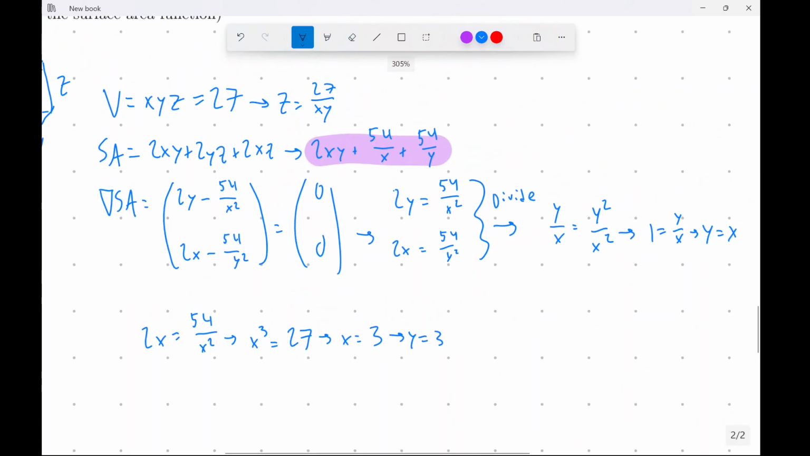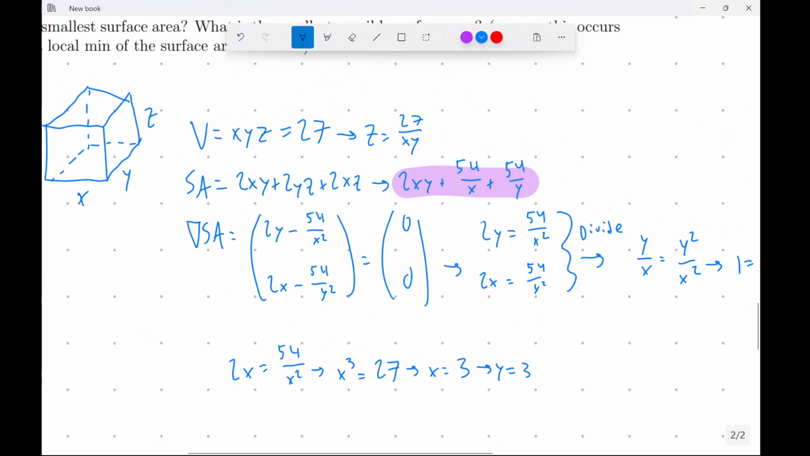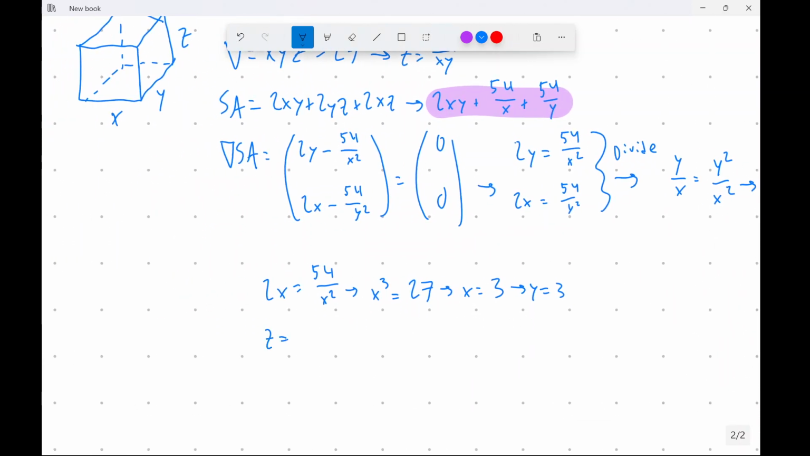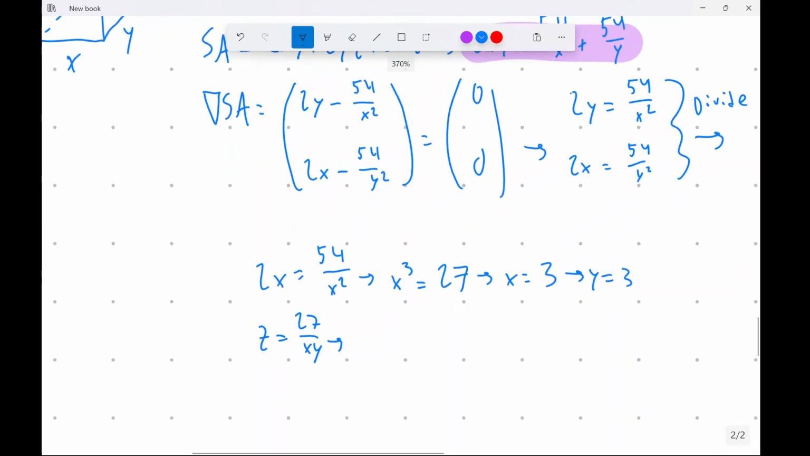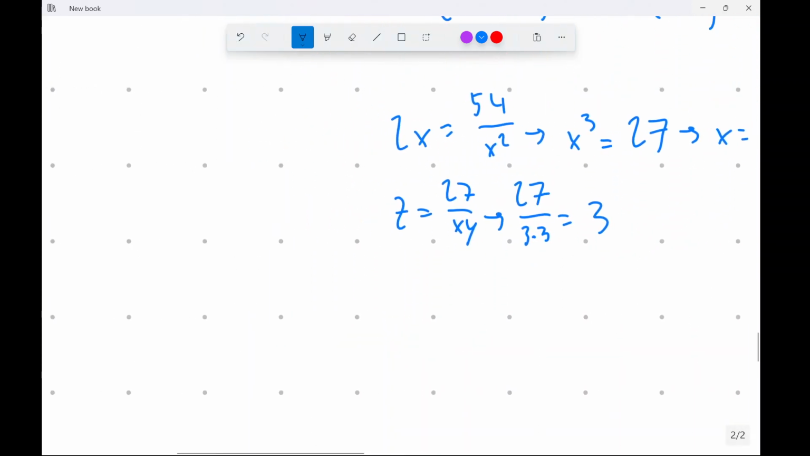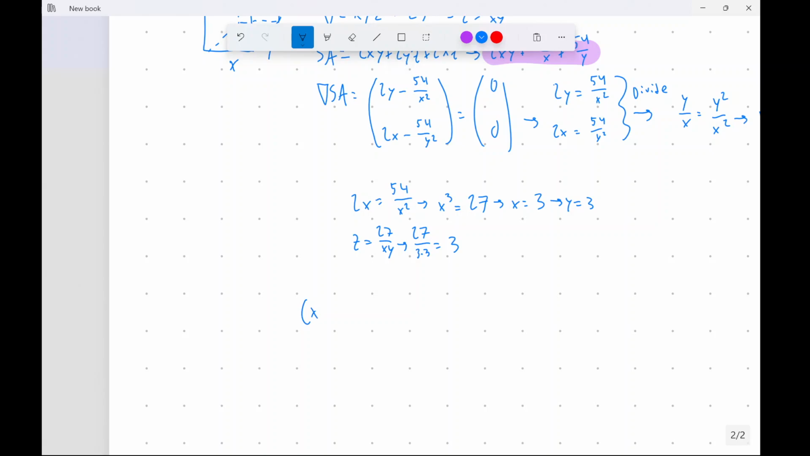All right, and now I need to find what z is, and that's when I go back to plug this into my constraint. I know that z is equal to 27 over xy. x is 3, y is 3, and so z is equal to 27 over 3 times 3, which is just 3. And so then our local minimum is when x, y, z equals 3, 3, 3.